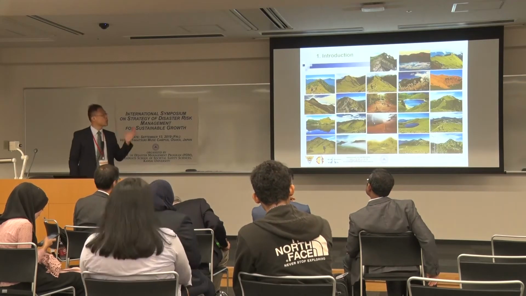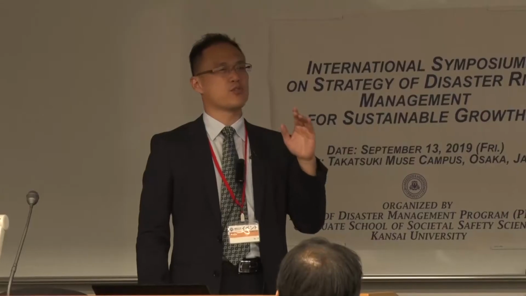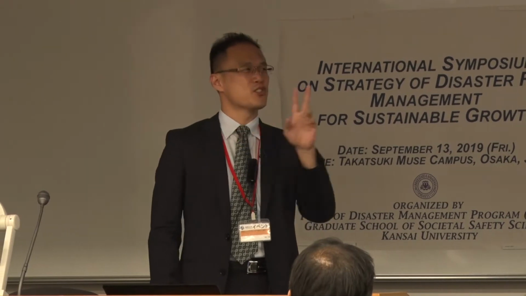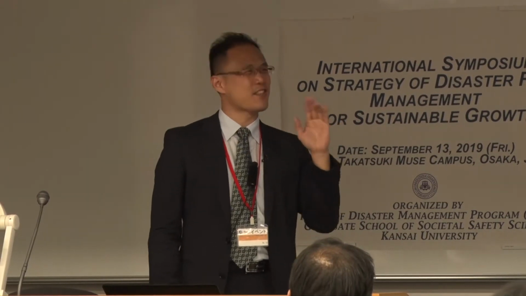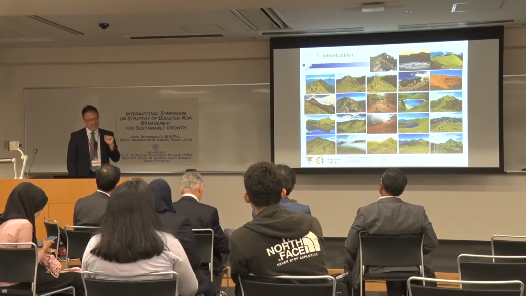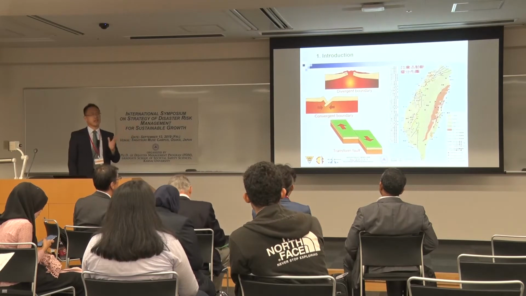We have a lot of peaks, more than 3,000 meters. Do you know how many peaks are higher than 3,000 meters in Japan? Check it. It's less than 30. But in Taiwan, we have more than 250. So within this small island, that's the reason why we have a lot of geotechnical problems.